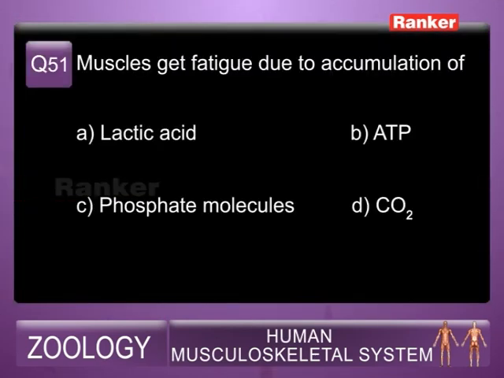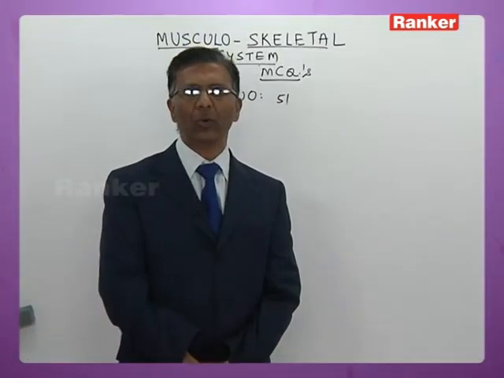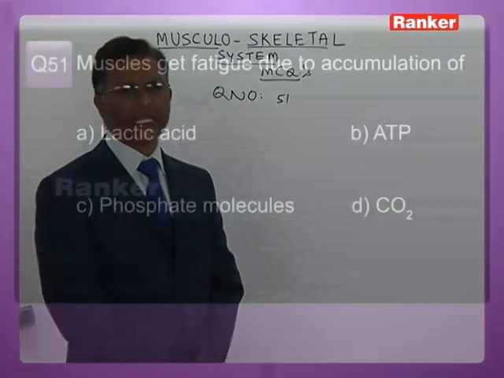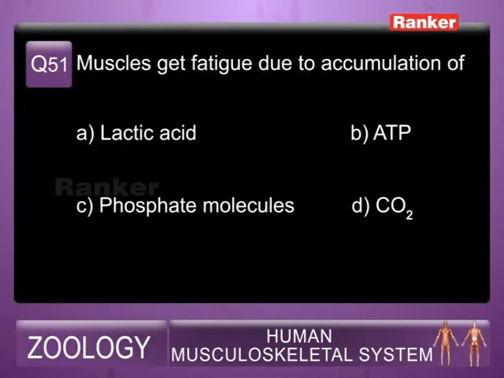51. Let me read out the question for you. Muscles get fatigue due to accumulation of A, lactic acid, B, ATP, C, phosphate, D, carbon dioxide. Fatigue is mostly due to accumulation of lactic acid and depletion of all the energy resources. So the answer for 51 is A.